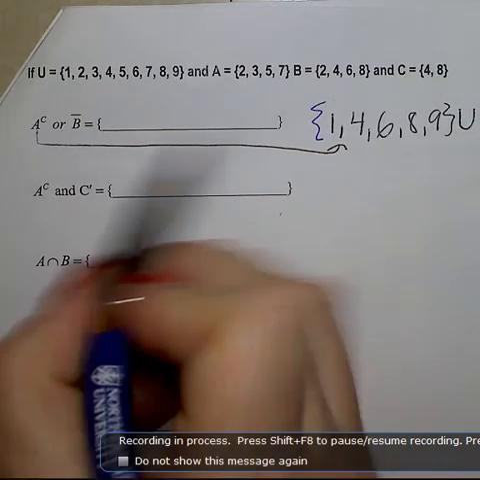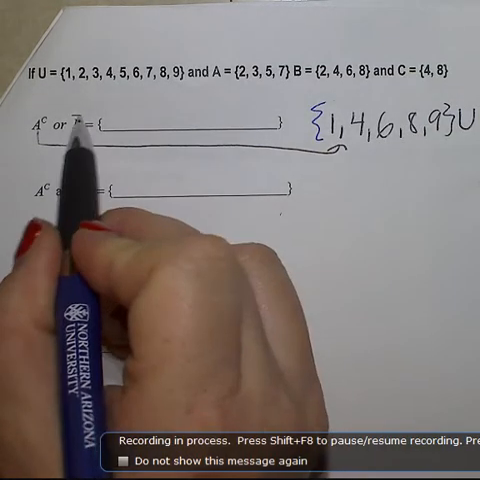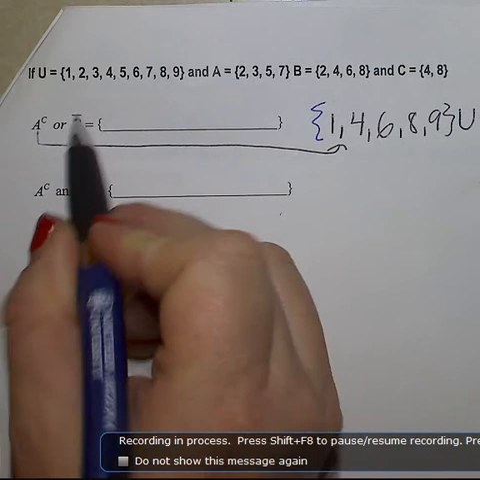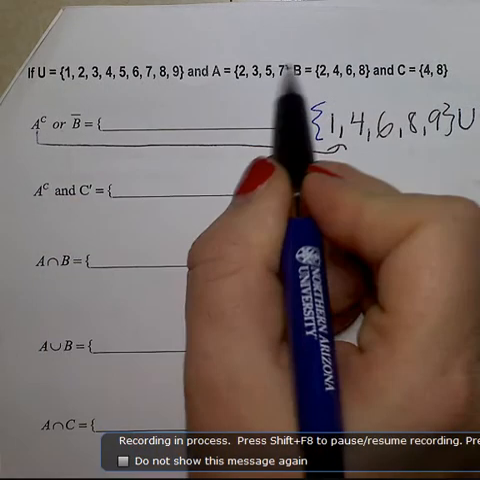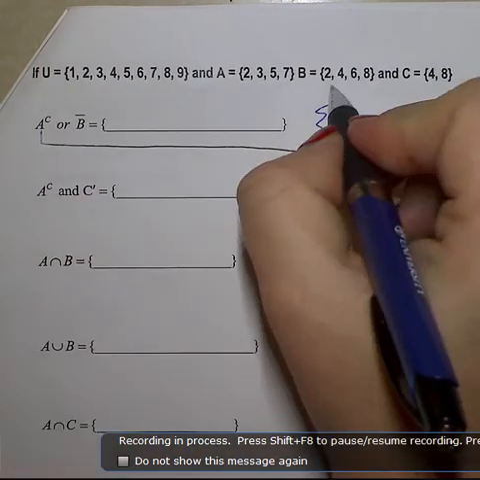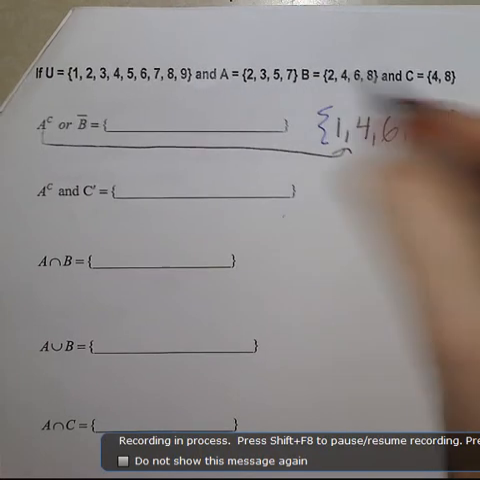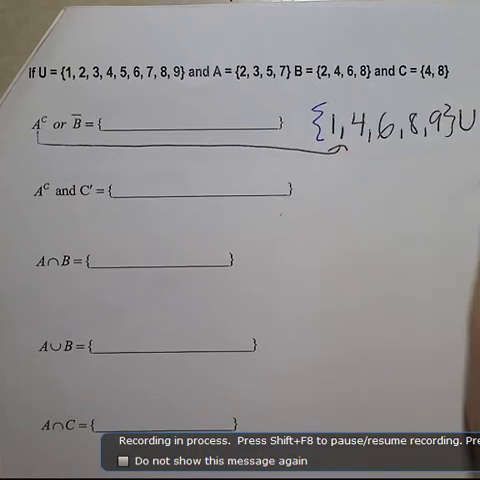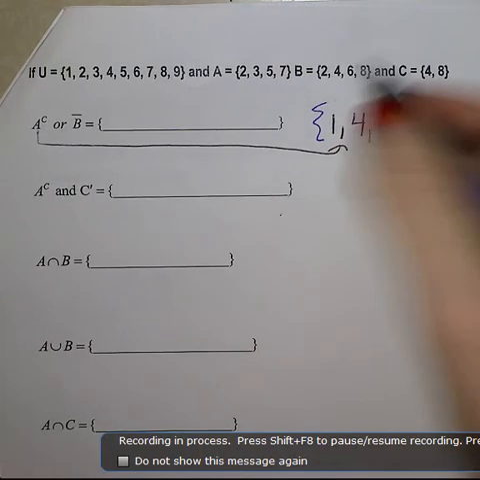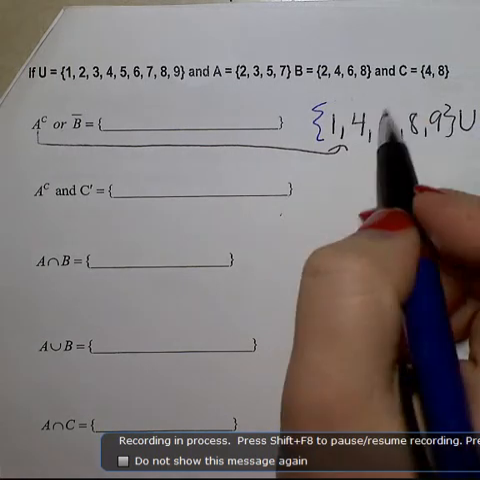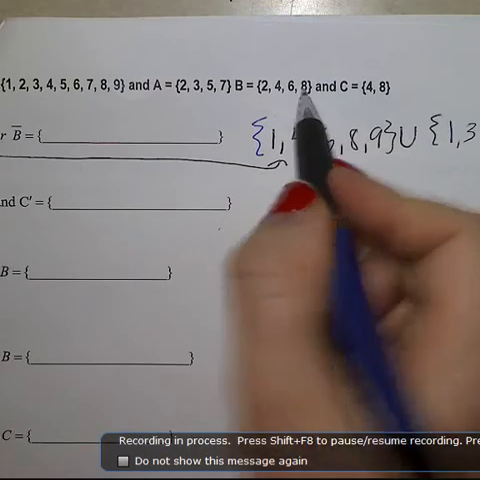Now we're going to do the complement of B. This is another way to denote complement. So everything in the union after you take out B. So it can be 1, can't be 2, can be 3, can't be 4, can be 5, can't be 6, can be 7, it cannot be 8, and it can be 9.